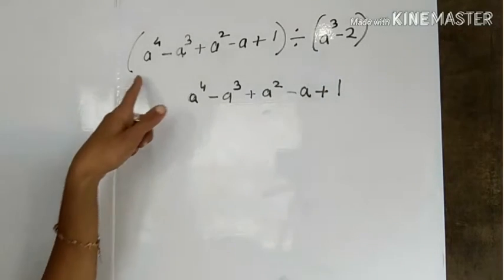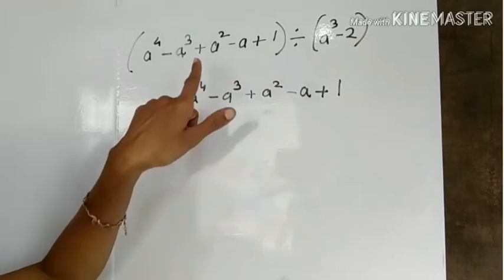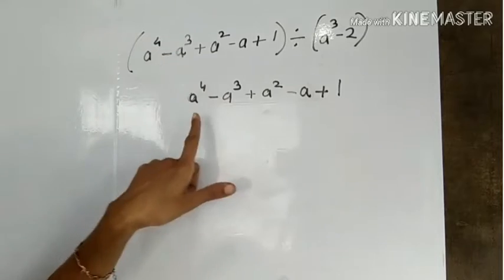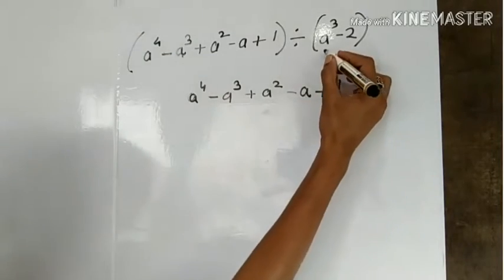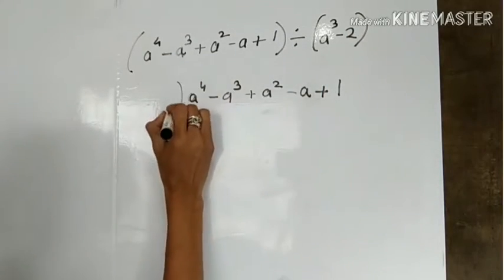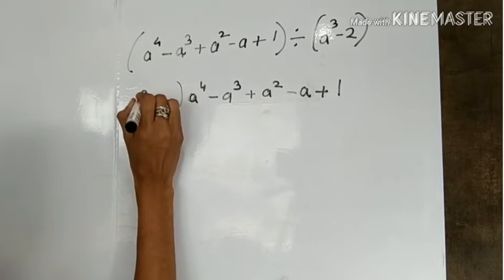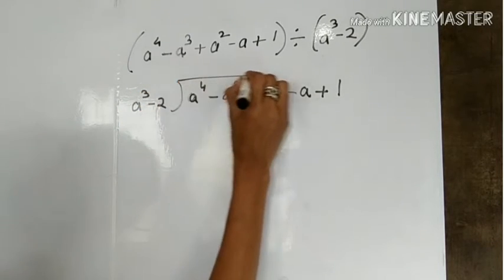Now since in the dividend all these terms are already arranged in the descending order of index, we are good. The same thing you need for the divisor. Arrange it in the descending order of the index. So you have a cube minus 2.